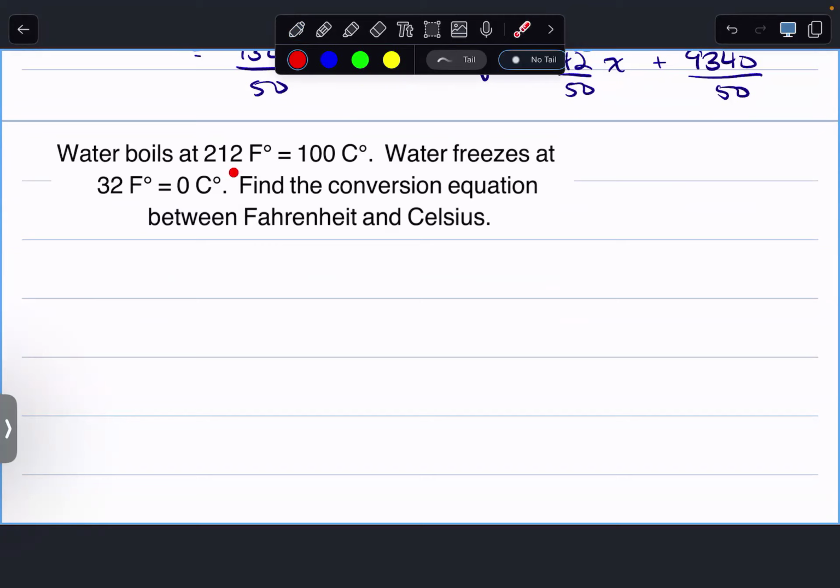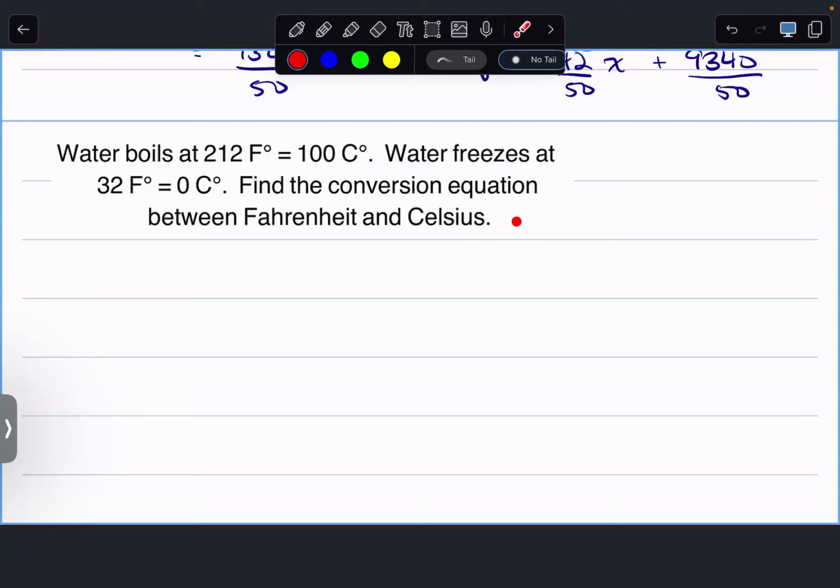Water boils at 212 degrees Fahrenheit, which is 100 degrees Celsius, and water freezes at 32 degrees Fahrenheit or 0 degrees Celsius. We want to find the conversion equation between Fahrenheit and Celsius. So we've already seen this conversion equation, but how do we get there?